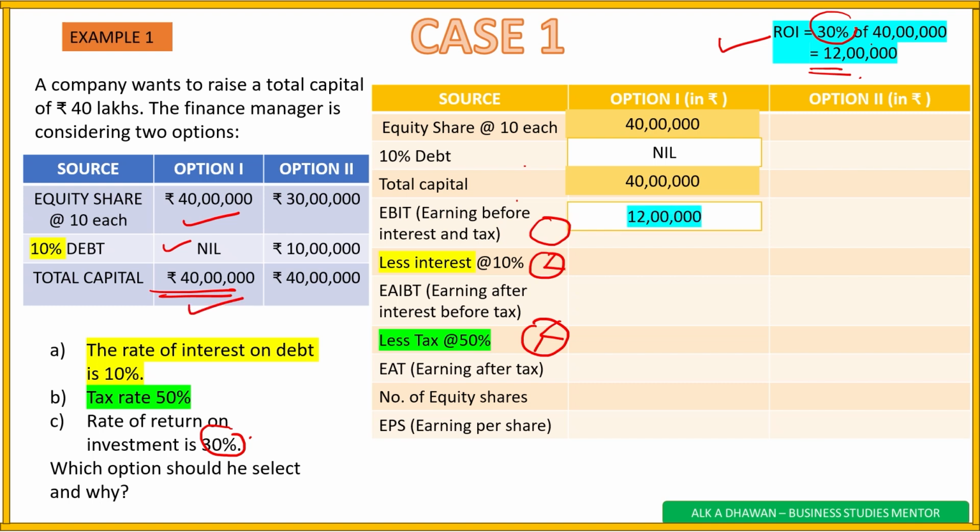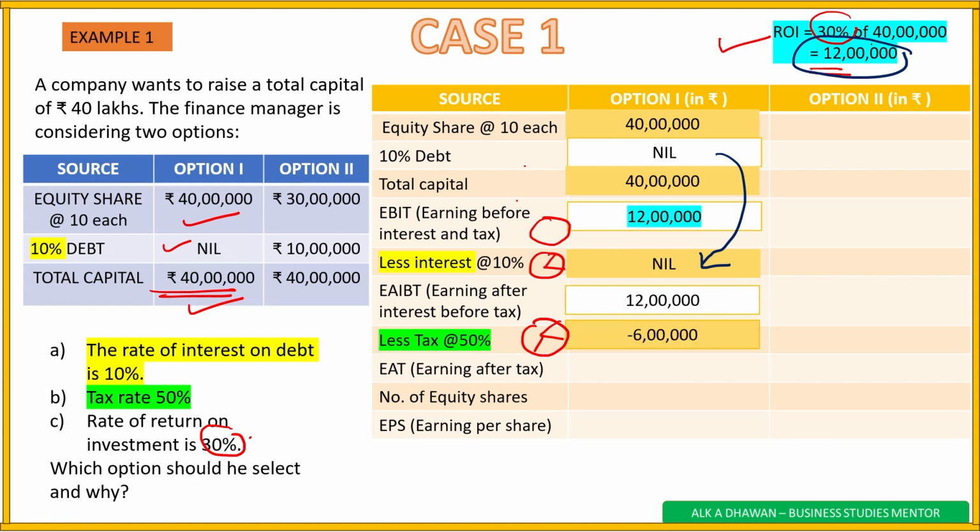Now, earning before interest and tax is what we have calculated as 12 lakhs, which is the value of the complete circle in this case. Since there is no debt, the component of interest is also missing. So, because there is no deduction, the earnings after interest and before tax is rupees 12 lakh only. Now we will be deducting the amount of tax. Here it is 50%, so it is minus 6 lakhs. So now we are left with 6 lakh rupees.